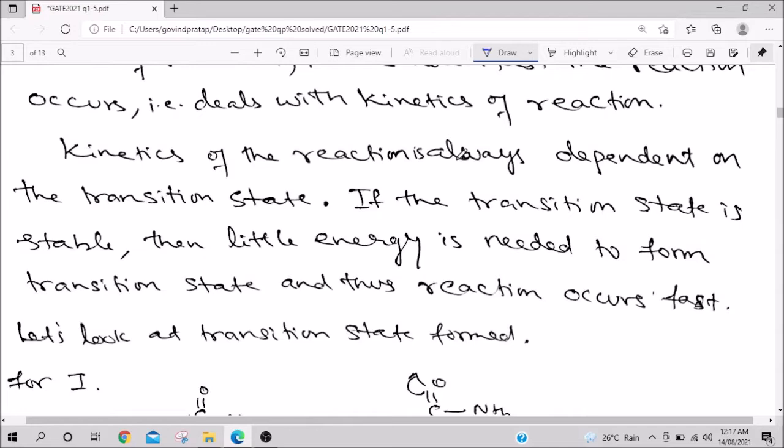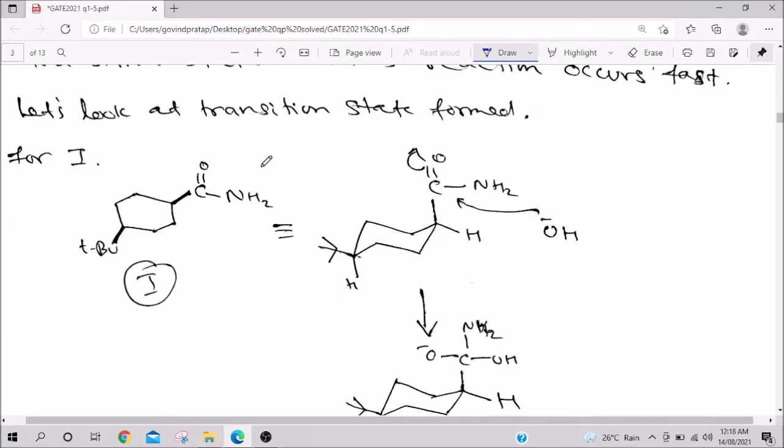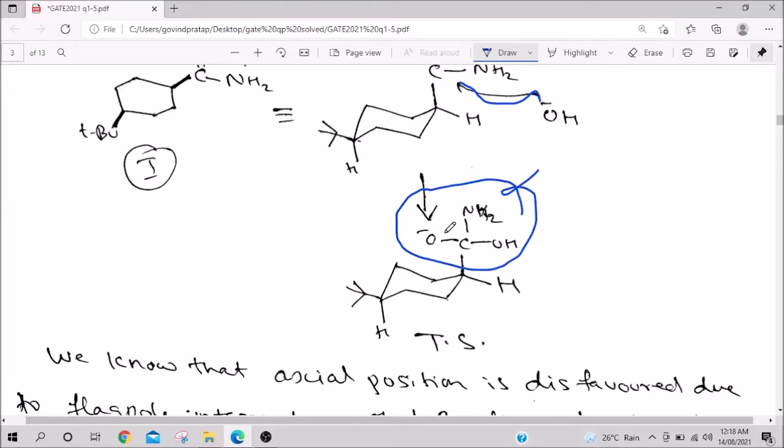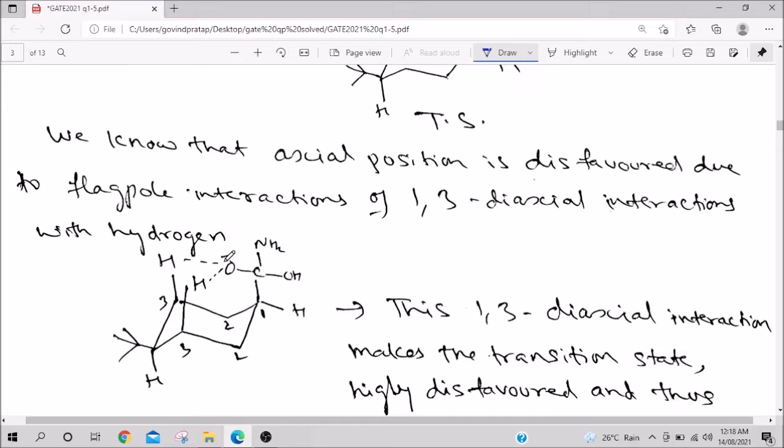So, let us talk about the transition state. Here you see this is your amide, and it is talking about alkaline hydrolysis. So, OH minus is what attacks here, and you get O minus and OH. Now, this transition state, this intermediate, is on the axial position. This is very unstable, because this O minus is interacting with those two hydrogens which are in axial position. This is called flagpole interaction, 1,3-diaxial interaction, highly unstable. So, it needs a lot of energy to reach here, and therefore the rate of reaction will be much slower.